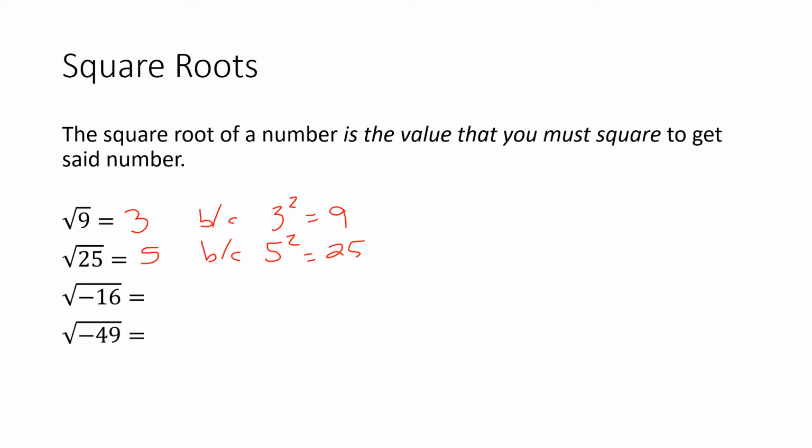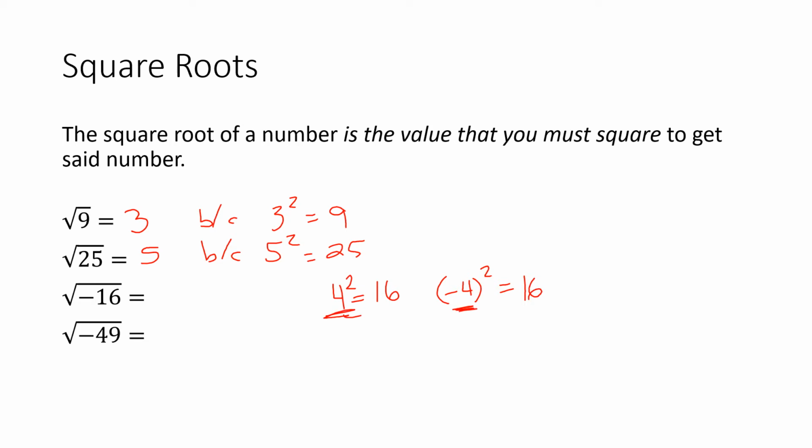Now, something weird happens here. Square root of negative 16. It can't be 4 because 4 times 4 is 16. So a lot of people think, oh, okay, it must be negative 4. But negative 4 squared, negative 4 times negative 4, is also a positive 16. So it can't be a positive 4, it can't be a negative 4.